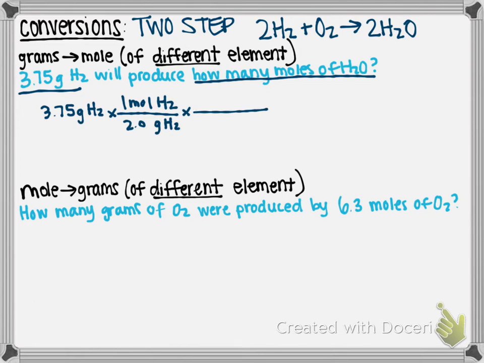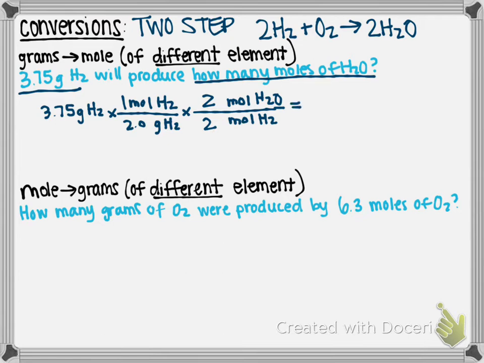Moles H2 is on top, so we need to match it diagonal. Moles H2 would go on the bottom. And we are trying to get to moles of H2O. So here we have moles over moles, and when you have moles over moles, you are going to use your coefficients to figure out the numbers. So if you look at the balanced equation, the coefficient in front of H2O is 2, and so therefore we would have a 2 here, and the coefficient in front of H2 is also 2, so we have a 2 on the bottom.